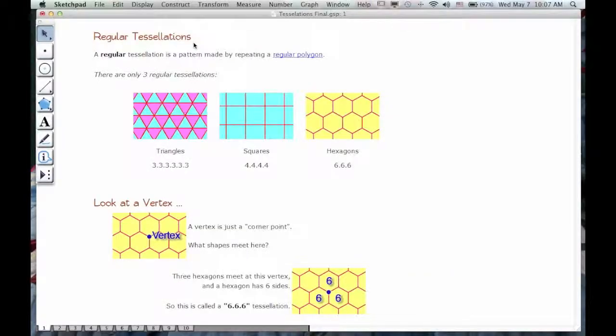A regular tessellation is a pattern made by a regular polygon. There are only 3 regular tessellations, as there are 3 such polygons: triangles, squares, and hexagons. Now you see below here, you see this value right here? This will help explain that a little bit better. If 3 hexagons meet at this vertex and a hexagon has 6 sides, this is called a 6.6.6 tessellation. That's just one example.